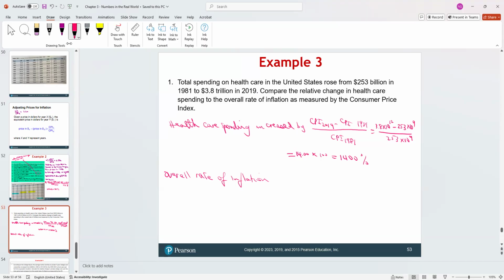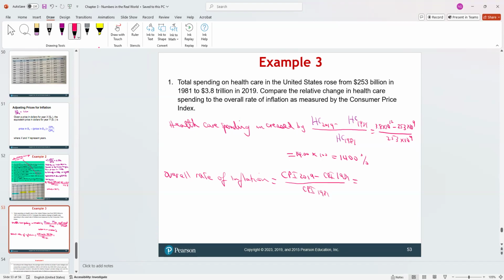Well, actually, those are not the CPI. So I need to remove the CPI from this. Those are the healthcare numbers, so I'm going to put HC for healthcare spending. But now that's where we're going to use the CPI. For this one, we're going to say CPI of 2019 minus CPI of 1981, over CPI of 1981.